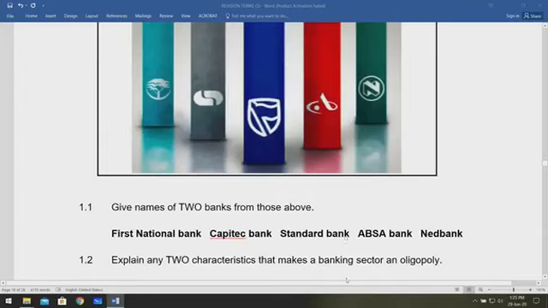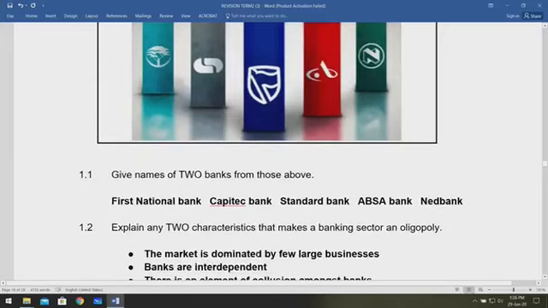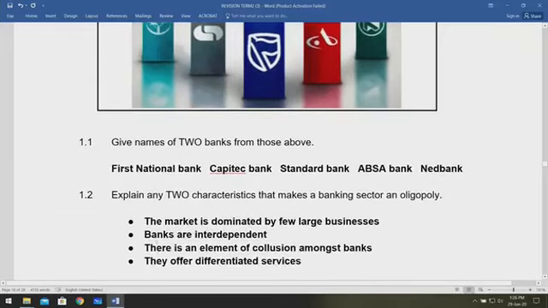Explain 2 characteristics that makes a banking sector an oligopoly. So you need to look at what are the characteristics of an oligopoly. You need to know those, and we only want you to explain 2 of them. So there you've got a list of the characteristics. The market is dominated by a few large businesses. Banks are interdependent. There's an element of collusion amongst banks, and they offer differentiated services. So you need to explain any 2, okay?